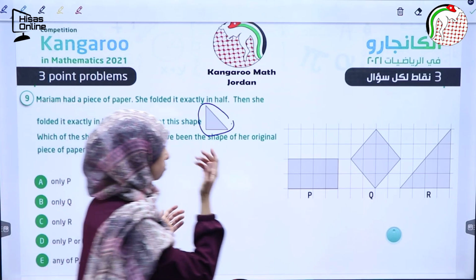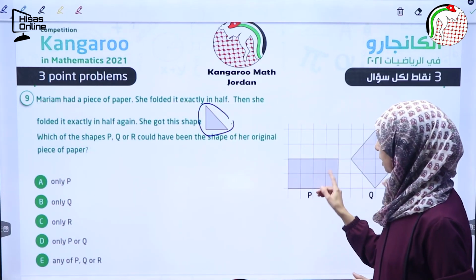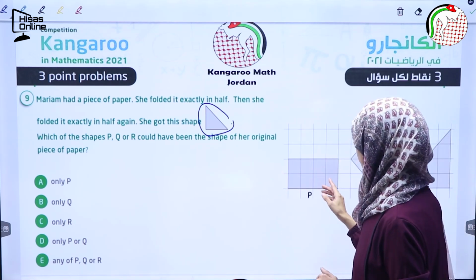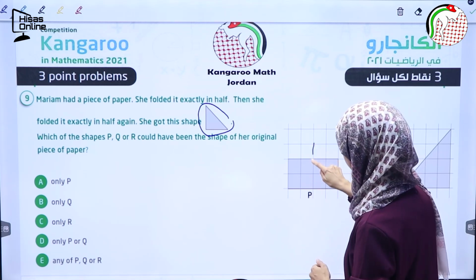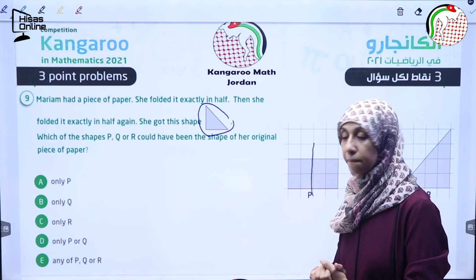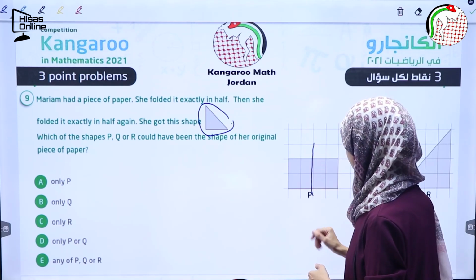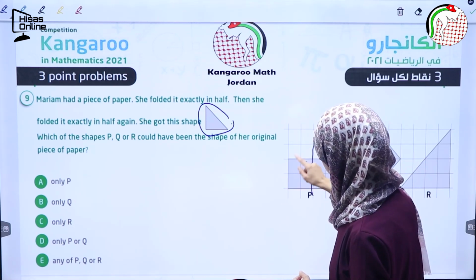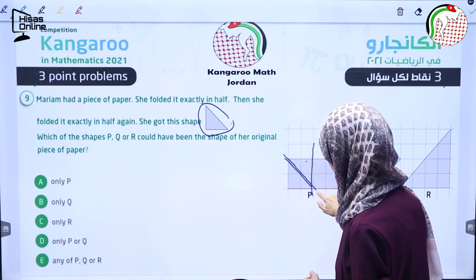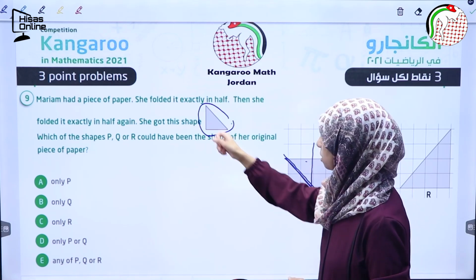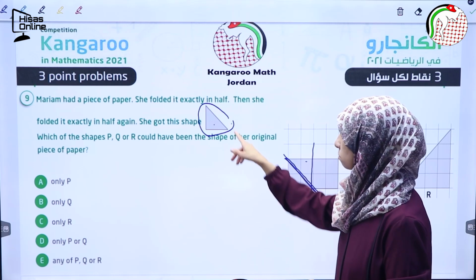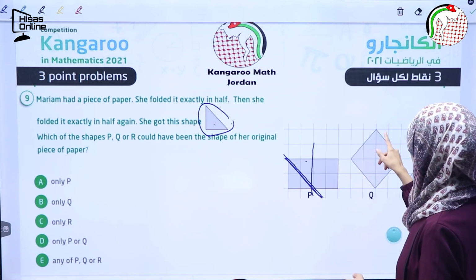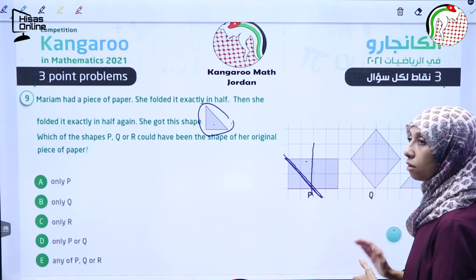Now, let's see. If she had the P shape here, which is the rectangle, if she folded the rectangle around the line of symmetry, it will be a square. Then let's imagine that she will fold the square around this line of symmetry. The result will be the triangle. Let's see if this is applied here on that shape or on Q shape or on R shape.